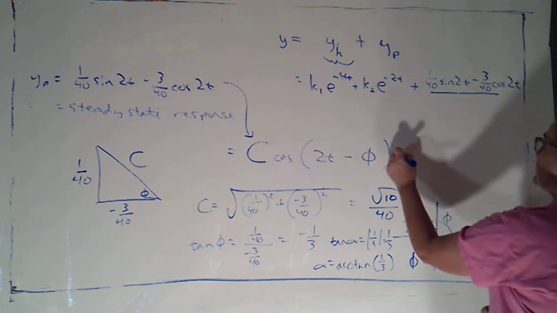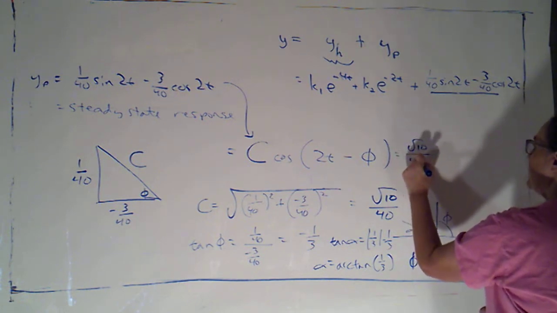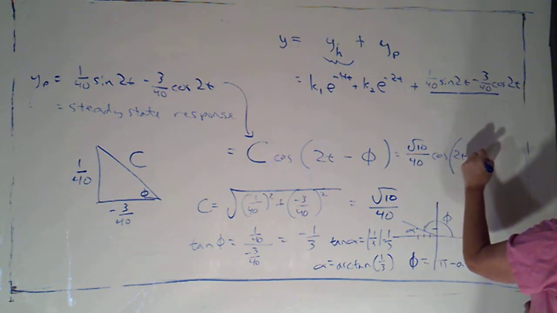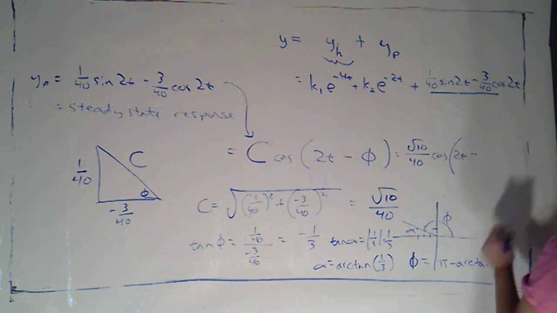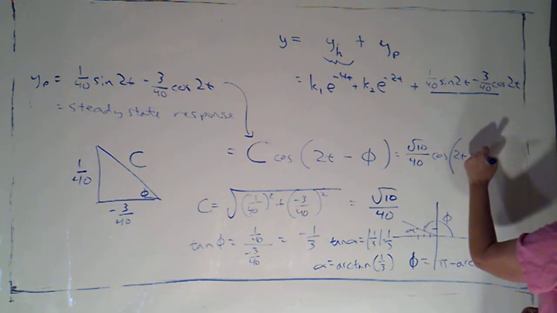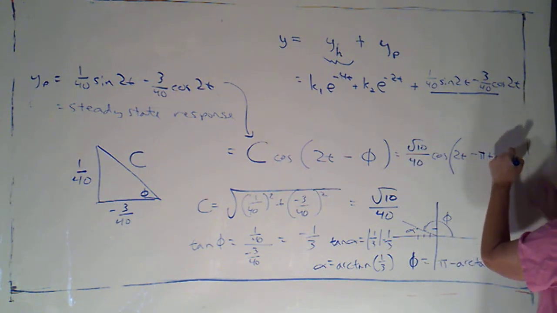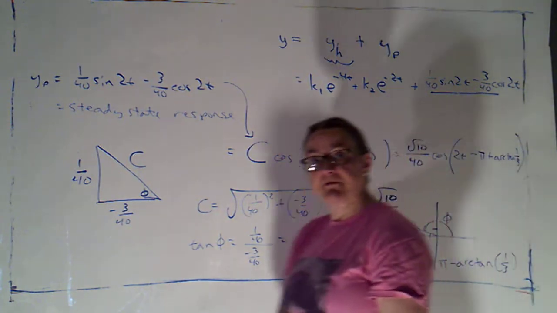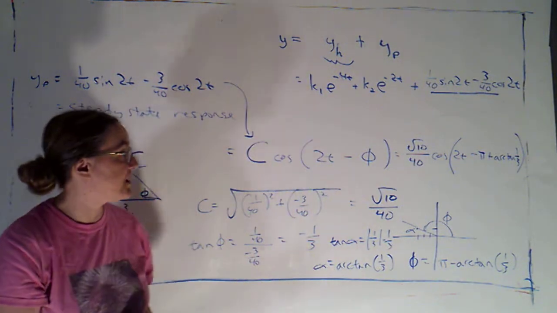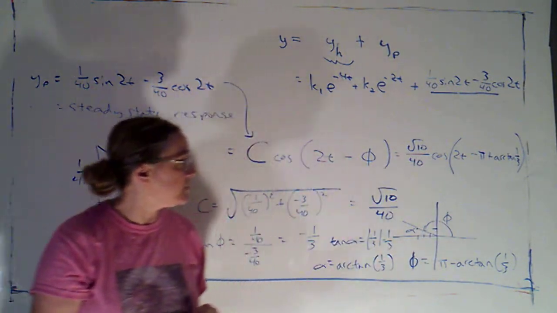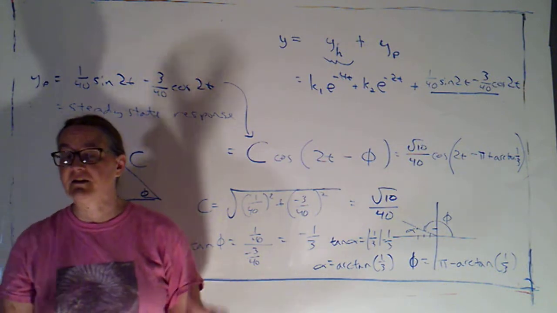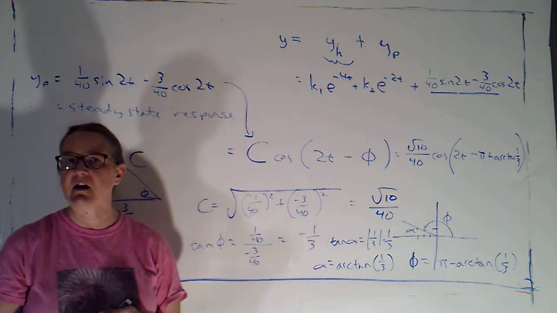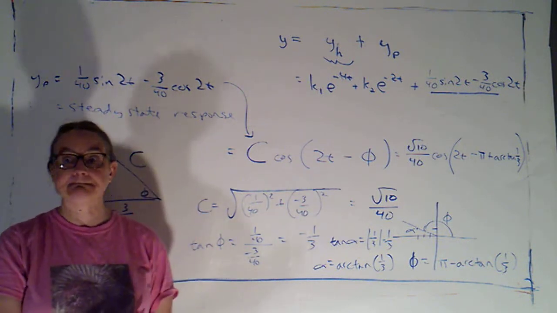So this is root 10 over 40 times cosine of 2t minus this quantity, so I'm just going to distribute the negative: 2t minus pi plus arctan of 1/3. Okay. So if I wanted to graph that, then I'm just graphing that transformation of cosine. And I'll remind you that there is a PowerPoint listed under handouts that you can look at just to review how to graph transformations of cosine if you're feeling a little bit shaky on that.